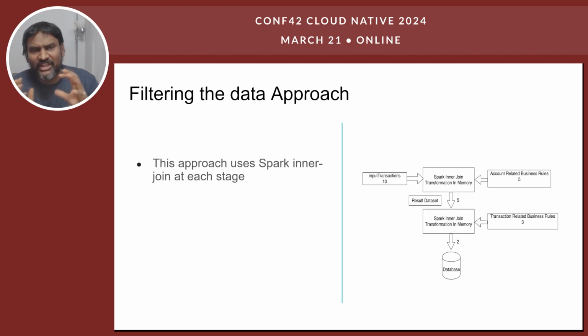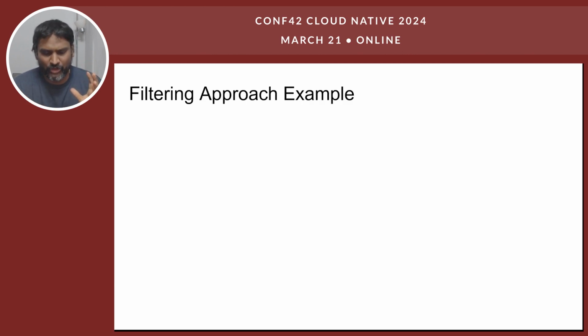The key takeaway from this is that we are using Spark's inner join in memory at each stage of the data pipeline. What happens is the non-matching ones naturally get filtered out at each stage, and only the ones which are eligible or matching really make it to the end. So if you see this, you may imagine, hey, this sounds like what Spark really does, right? Let's stretch this same example and establish the fact using data.